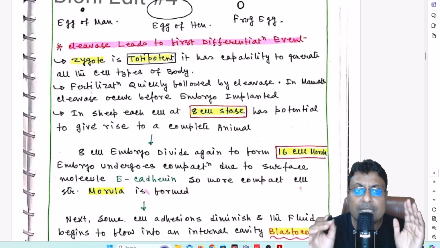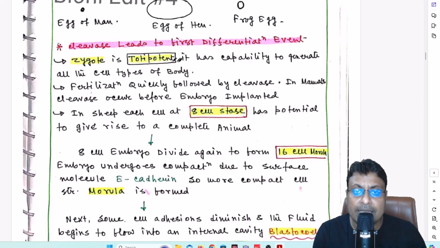But the zygote is a totipotent cell because it has the capability to generate all cell types in our body. The inner cell mass is also a totipotent stem cell; any cells of the inner cell mass are responsible for formation of all types of body cells. So the zygote and the inner cell mass are usually the totipotent stem cells.